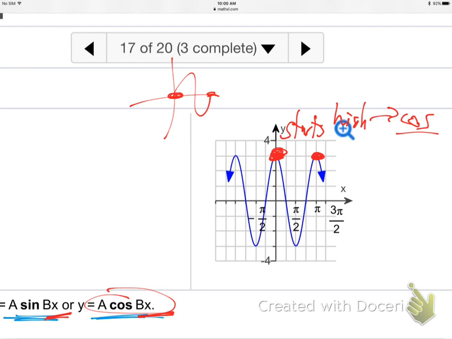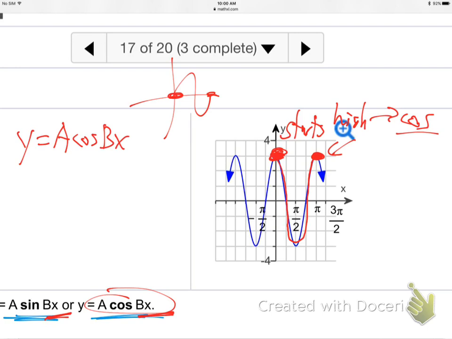So we're going to start high and end high. Now, why did I do it here? Instead, why didn't I go further down here or something? Well, because cosine starts high, ends high. I'm not going to stop at 0. So this must be one cycle of the cosine right there. That makes sense? That's one cycle of the cosine. So I'm going to write y equals a cosine bx.